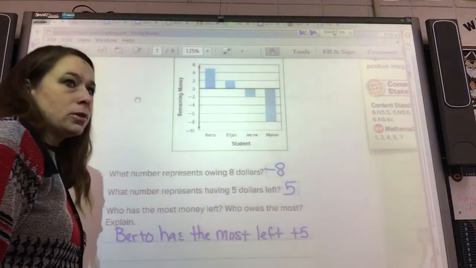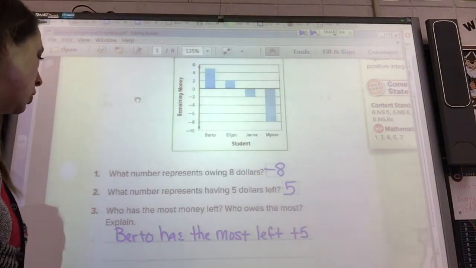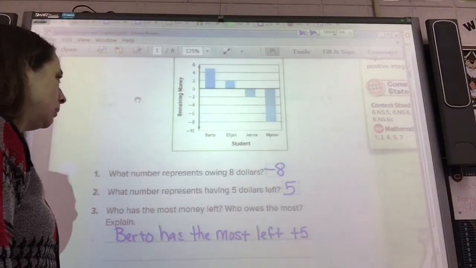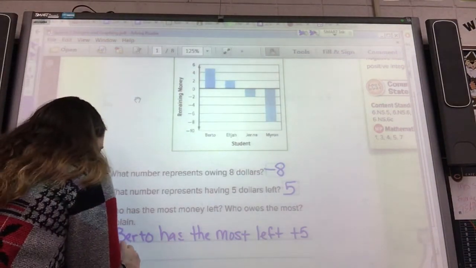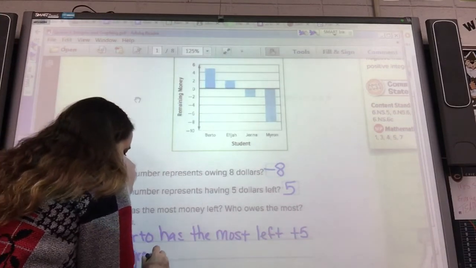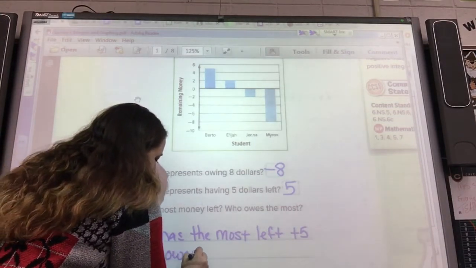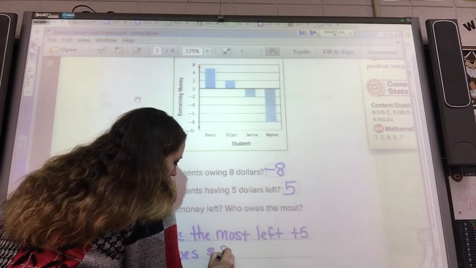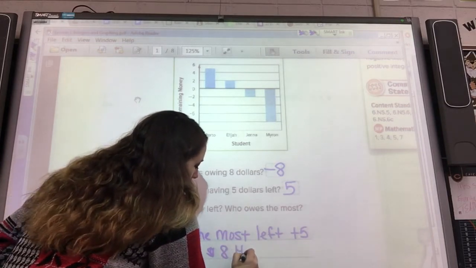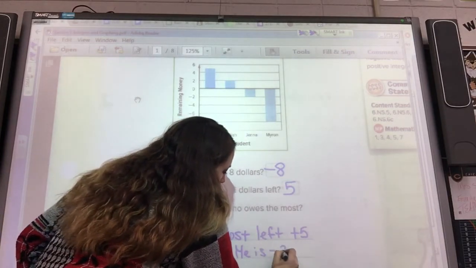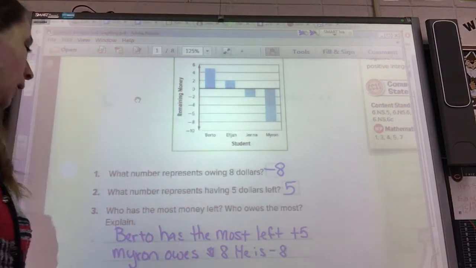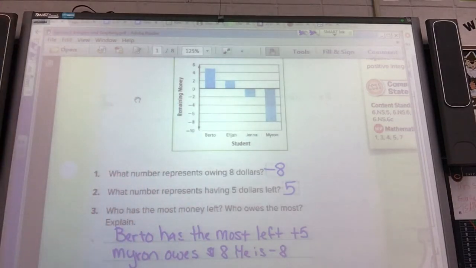Berto has the most left. He's got positive 5. Who owes the most? Well, that would be Myron. So I have Berto has the most money left. He has plus 5, or just 5. And Myron owes the most. He owes $8, so he has negative 8.